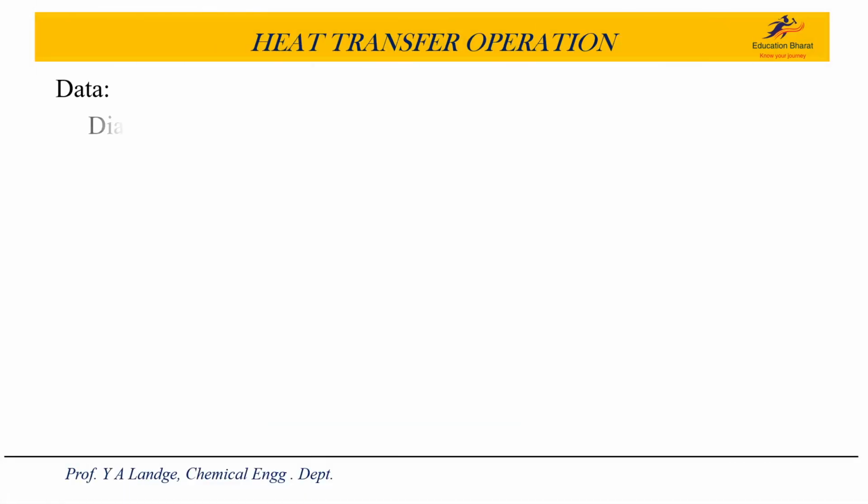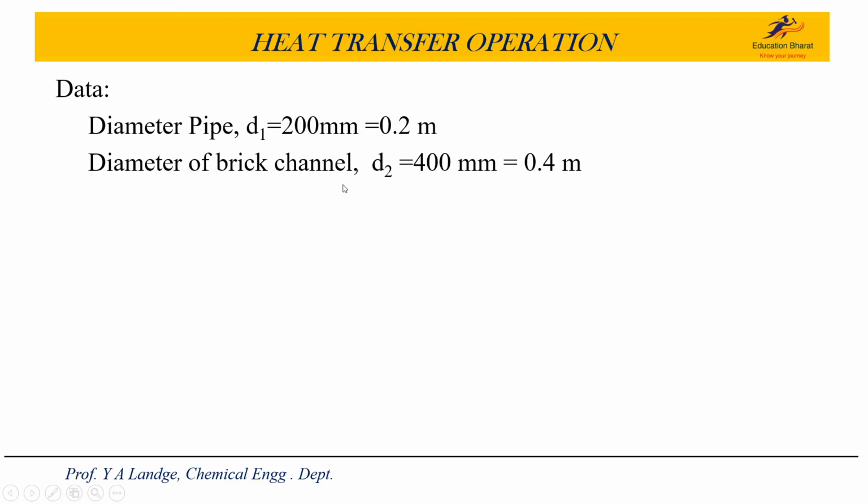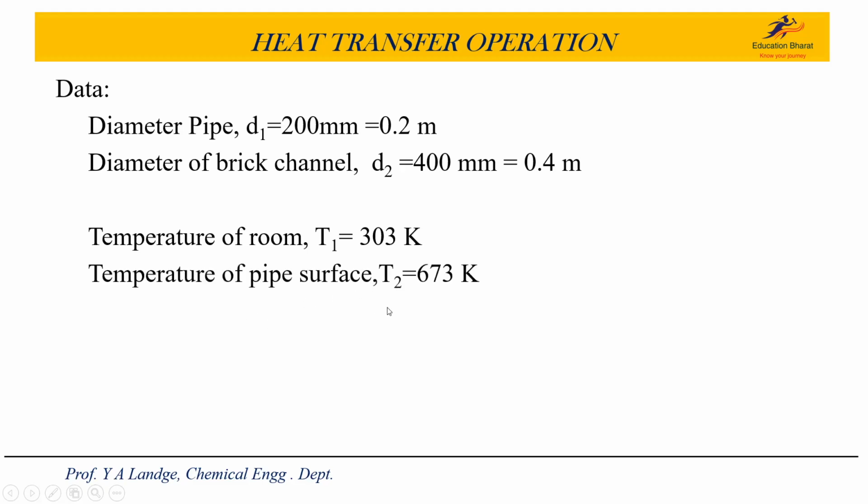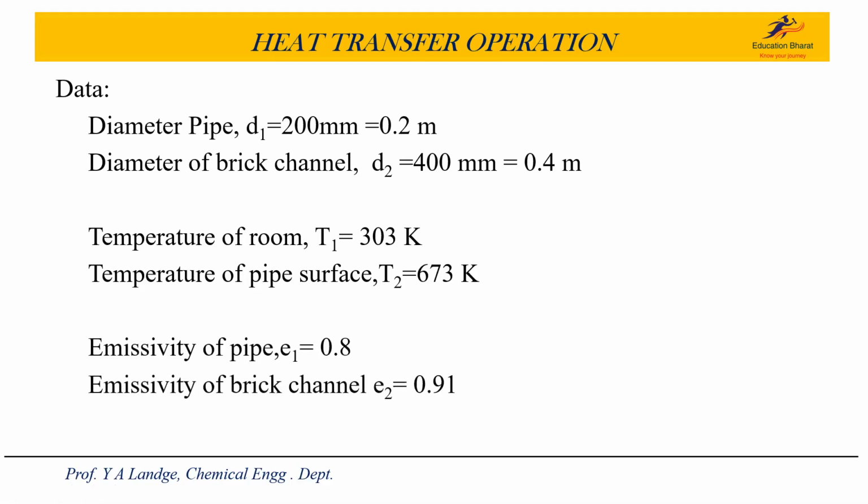So we write the data. The diameter of the pipe is given as 200 millimeter, converted into meter. The diameter of the brick channel, that is the concentric channel on the pipe, is 400 millimeter, which is 0.4 meter. The temperature of the room is given as 303 Kelvin, and the temperature of the pipe surface, that is the inner pipe, is 673 Kelvin. The emissivity of the pipe is given as E1 equal to 0.8, and the emissivity of the brick channel is given as 0.9. So this is the data.